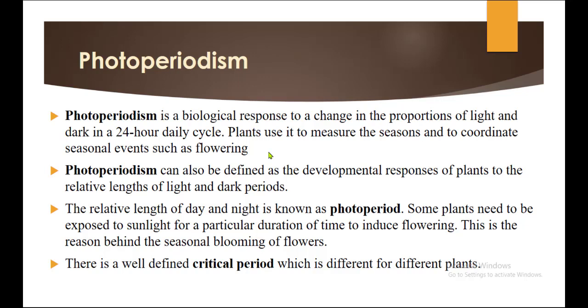So photoperiodism can also be defined as the developmental responses of plants to the relative lengths of light and dark periods. The relative length of day and night is known as photoperiod. Photoperiod is the relative length of day and night. Some plants need to be exposed to sunlight for a particular duration of time to induce flowering. This is the reason behind the seasonal blooming of flowers in a particular species. So there is a well-defined critical period which is different for different plants.